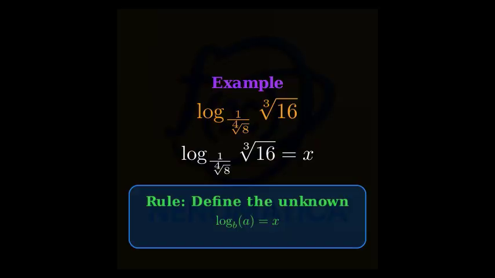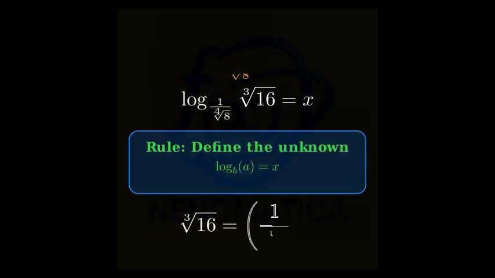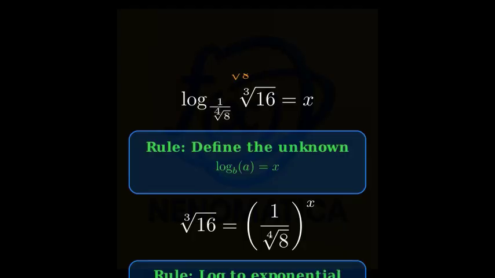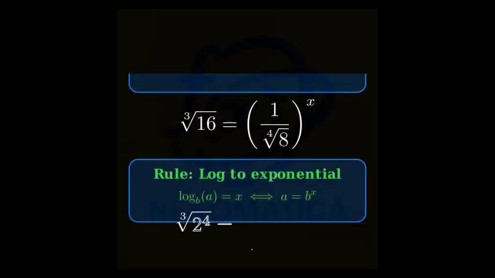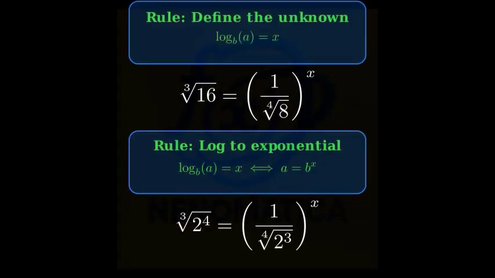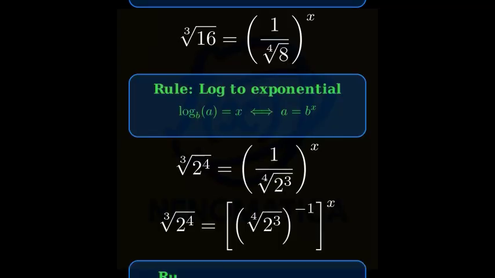Step 2. Convert the logarithm to an exponential equation. The argument equals the base raised to x. So, cube root of 16 equals 1 over the fourth root of 8, all raised to the x. Step 3. Express everything with base 2. 16 is 2 to the fourth and 8 is 2 to the third. Rewrite the equation with those substitutions, and treat the reciprocal as the fourth root to the negative 1 power.